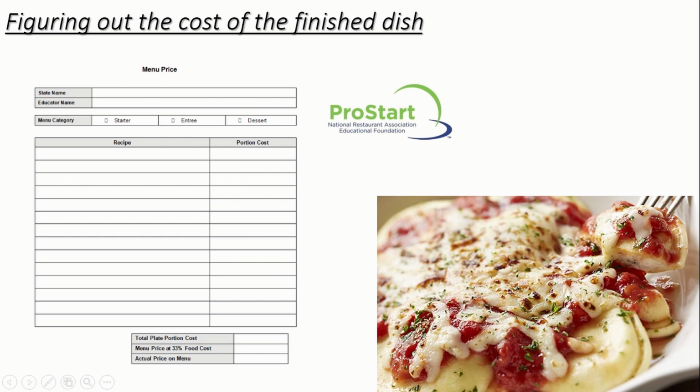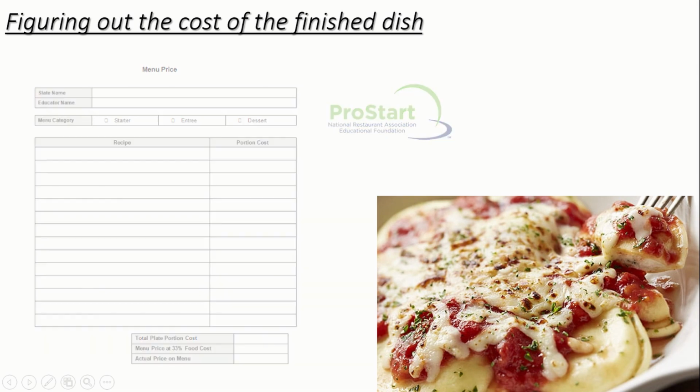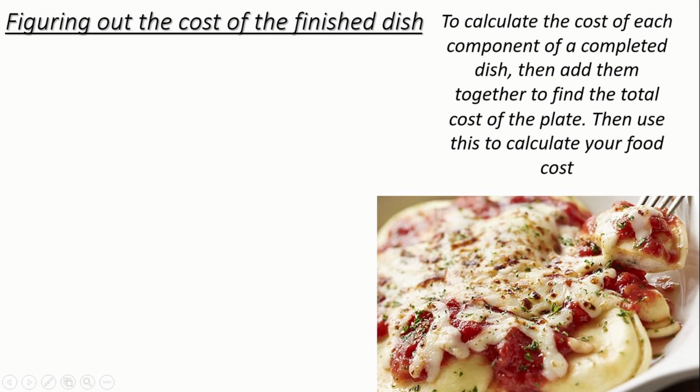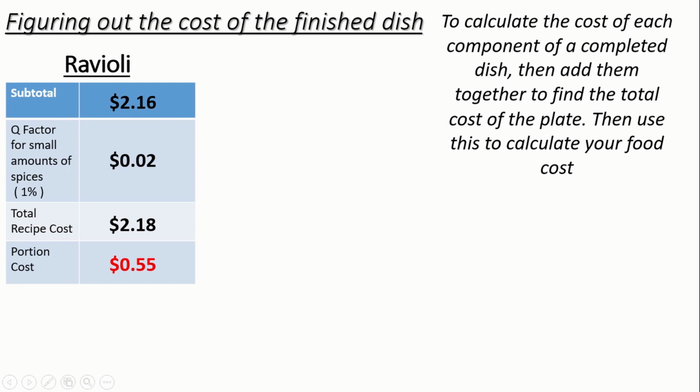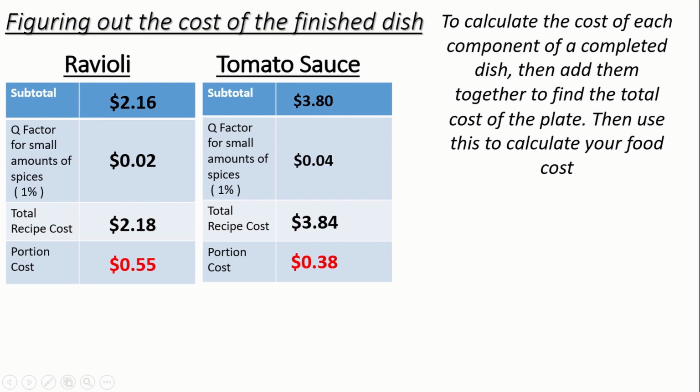If you're competing in ProStart, you would work with a sheet that looks just like this, where you would list each component, say for example the ravioli, tomato sauce, cheese, garnish, and go down the list and write out the cost of each portion, then do the menu price. So that's what we're going to do here. To find the cost of the dish, you're going to take the cost of each portion of each component and add that together. In the case of our ravioli, we're going to add 55 cents to the tomato sauce, which we just calculated.